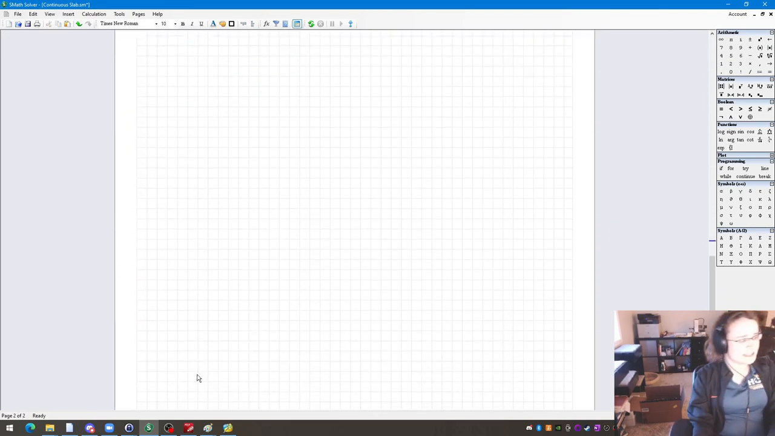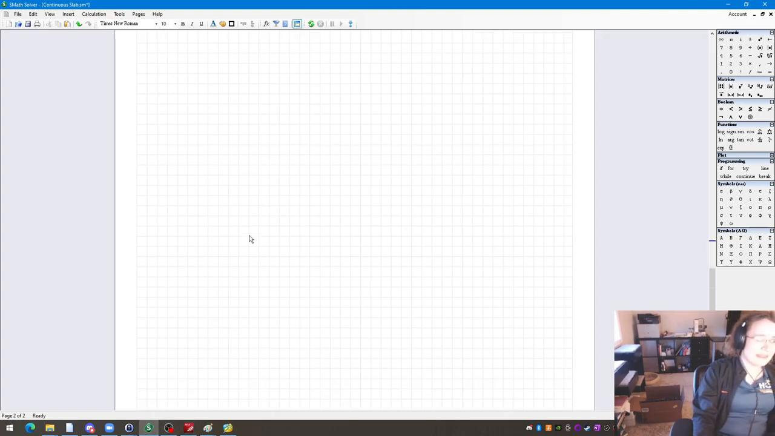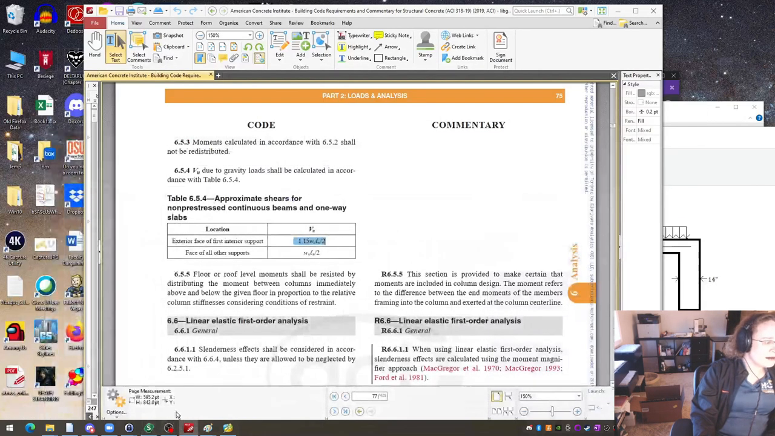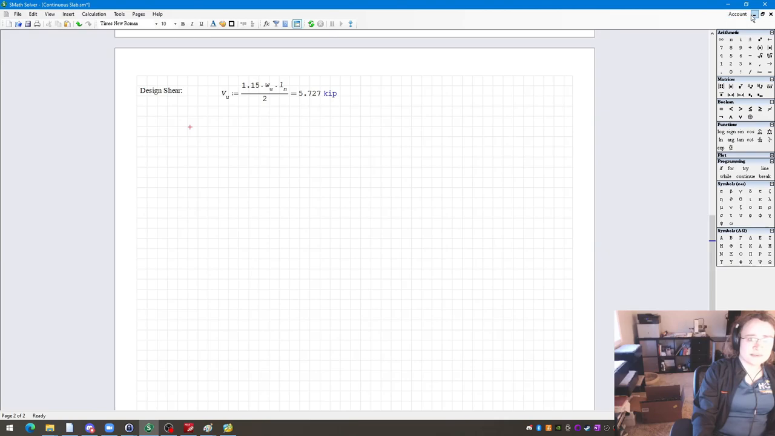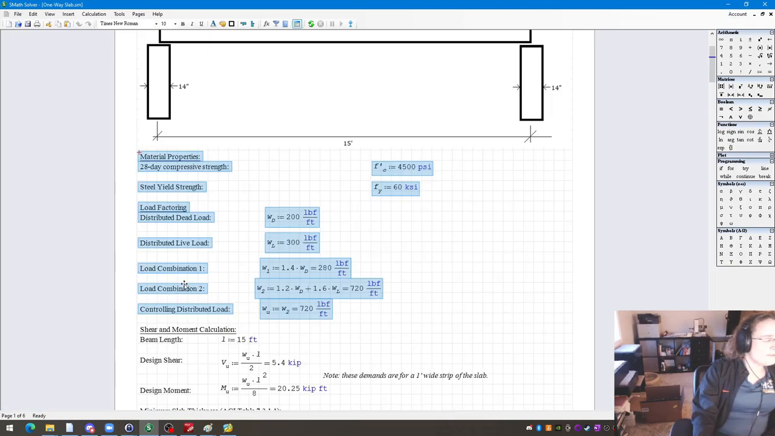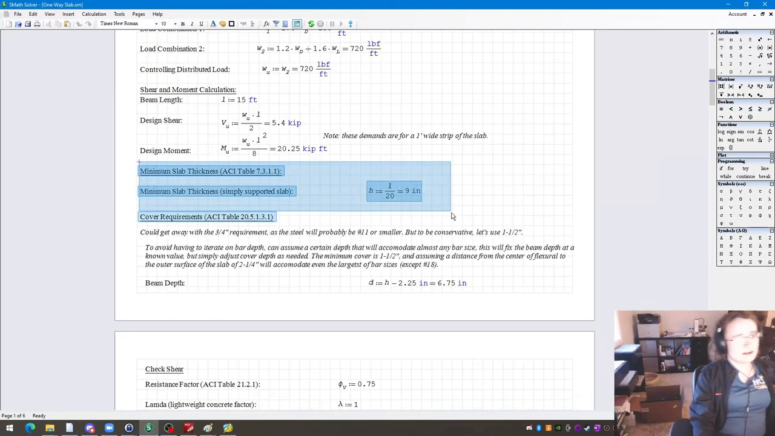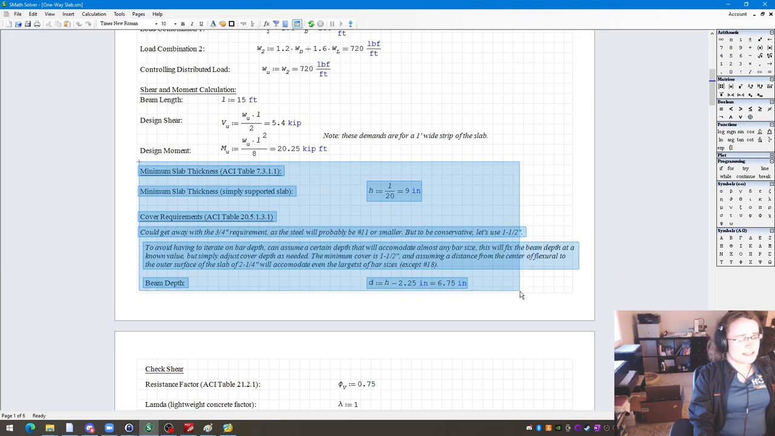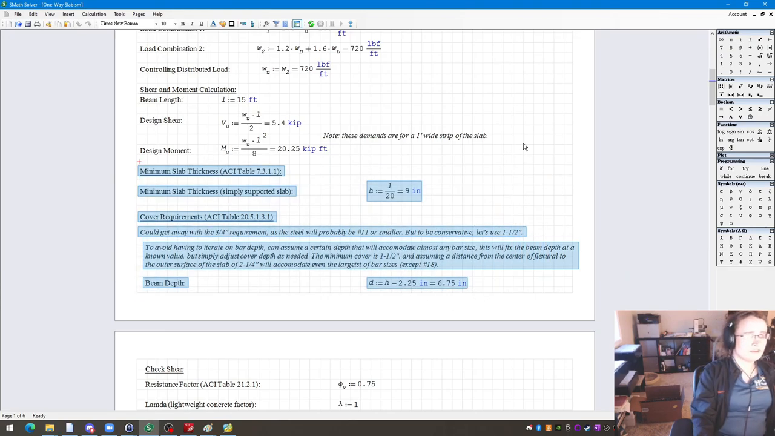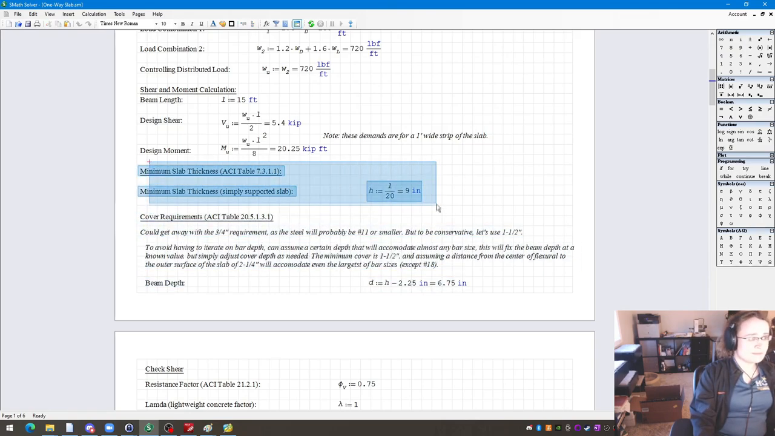Now that we have our design shear and moment, our process is going to be very similar to what we did for our simply supported beam design. Now, the first thing we need to do is get our minimum slab thickness and our cover requirements. Let's first look at minimum slab thickness.